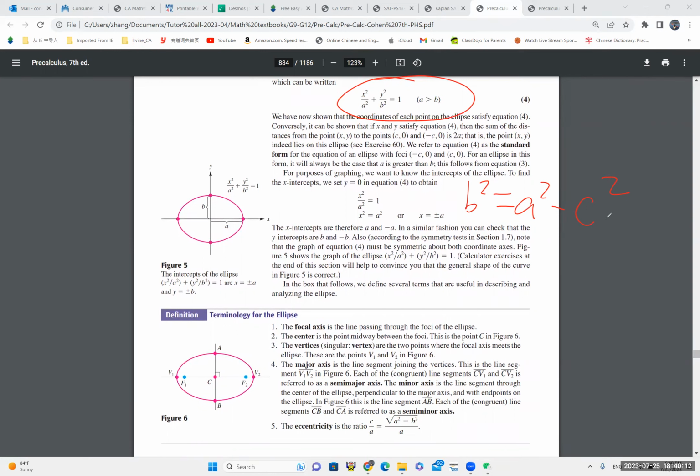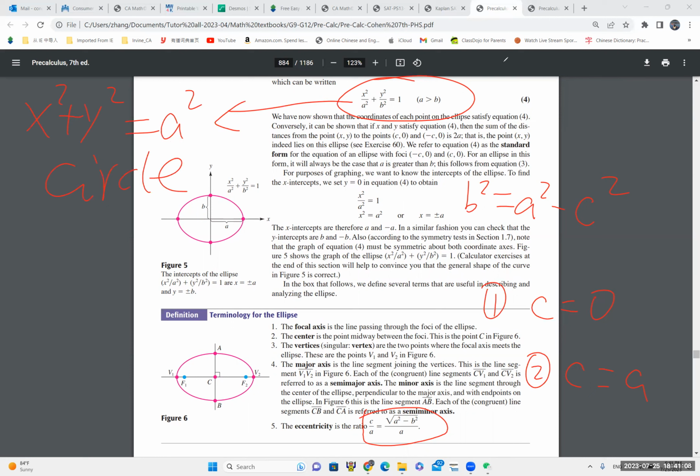Anyway, for this ratio, we can discuss two cases. One case is C equal to 0, then what does this mean? Another case is if C equal to A, what does this mean? If C equal to 0, then B just equals A, right? Then we go to x squared plus y squared. This means it's a circle, right? C is 0 actually means F1 and F2 are the same point, just at the center.